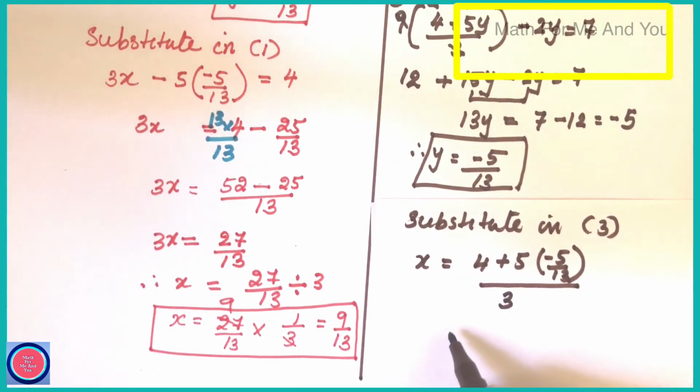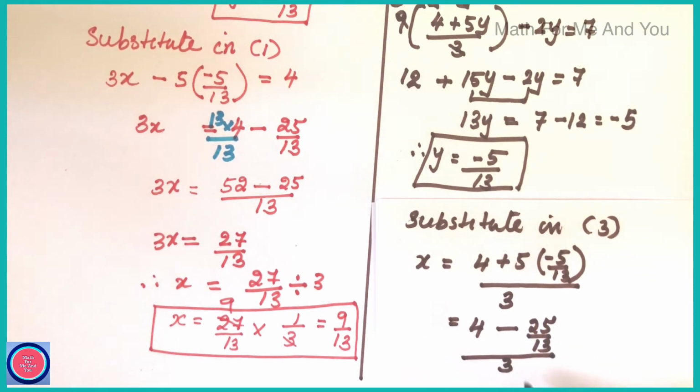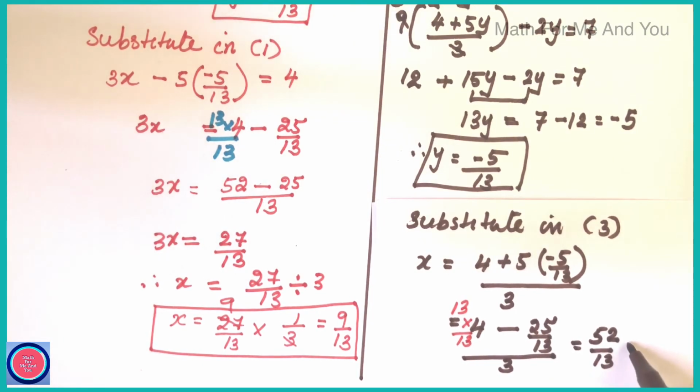Now the numerator becomes 4. Then 5 times minus 5 is minus 25. So minus 25 over 13, all divided by 3. We need to subtract 25 over 13 from 4. Change 4 also to the denominator 13. How? Multiply numerator and denominator by 13. Then we get 13 times 4, it is 52. What is the denominator? 13. Minus 25 over 13.